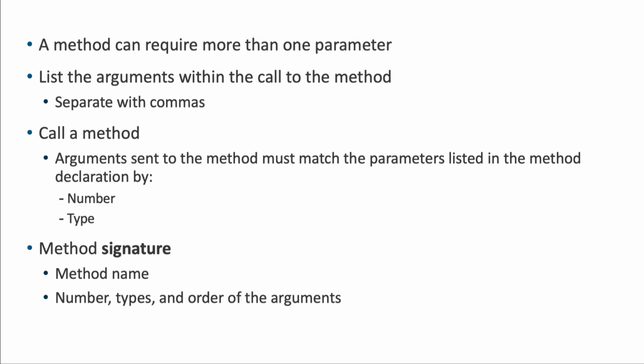So a method signature is the combination of method name and the number, types, and order of arguments. Therefore, you can say that a method call must match the called method's signature.